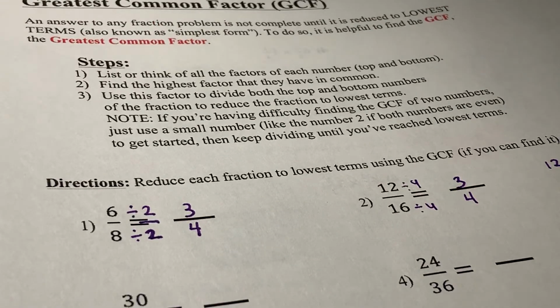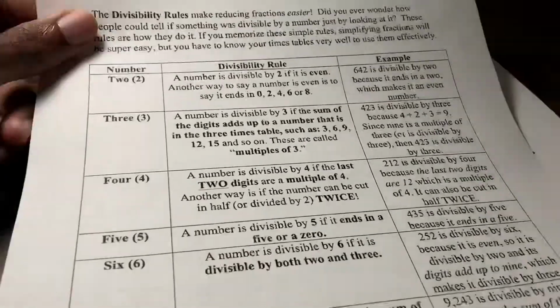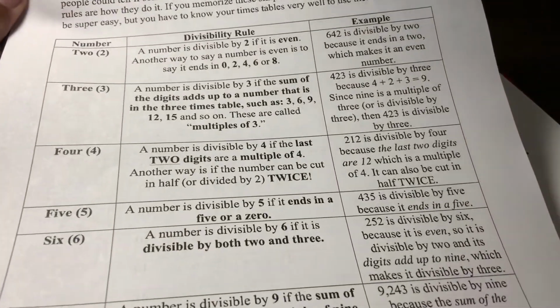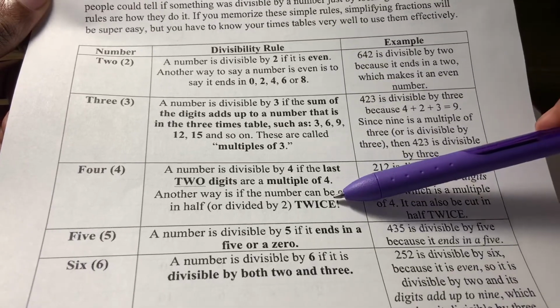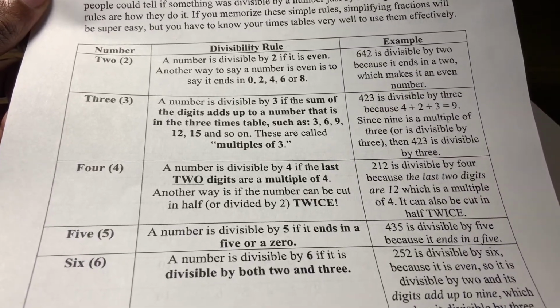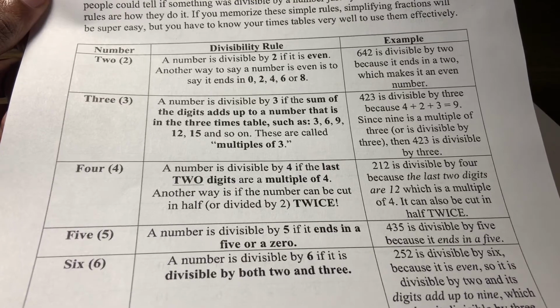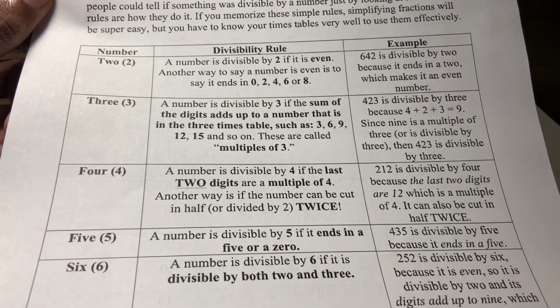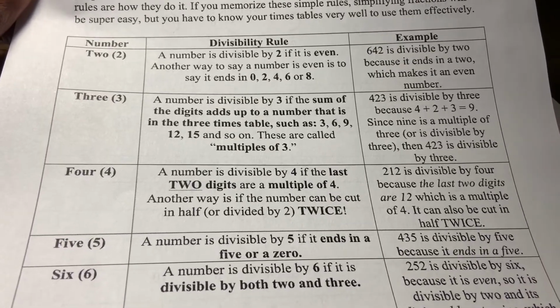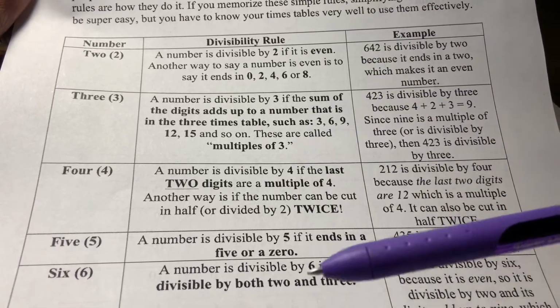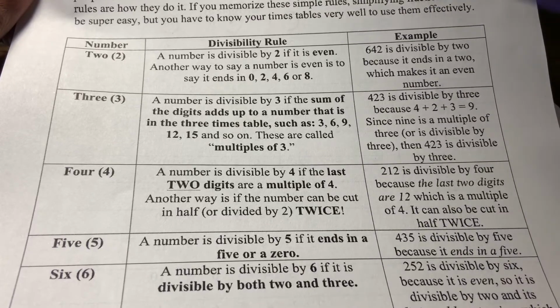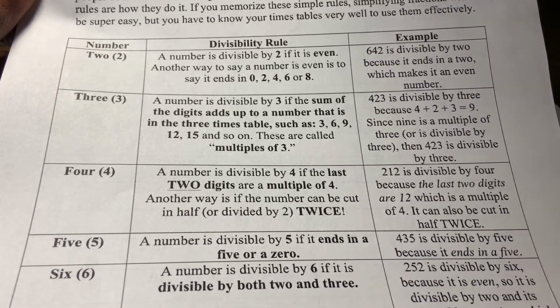From previous, let me show you something. Remember this? Our divisibility rules, yeah? This is also going to help you, okay? As a matter of fact, this will probably help you find the greatest common factor more efficiently, more quickly, as opposed to writing everything out, right? So let's remember our divisibility rules to help us reduce fractions. That's another purpose of the divisibility rules. It will help you to reduce fractions.